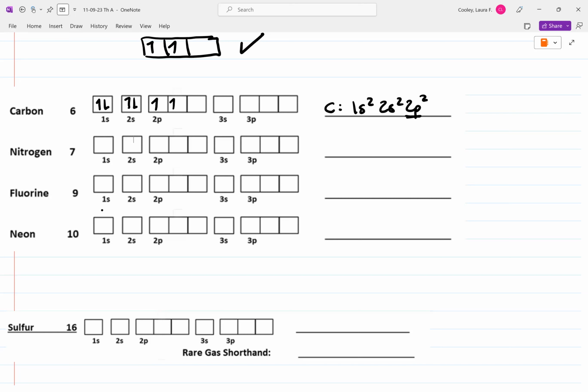Okay, each of these is like a little magnet. If you make them have parallel spins, it keeps them apart from each other. So they're slightly magnetic repel of each other. Okay. That's helpful. It helps me visualize.